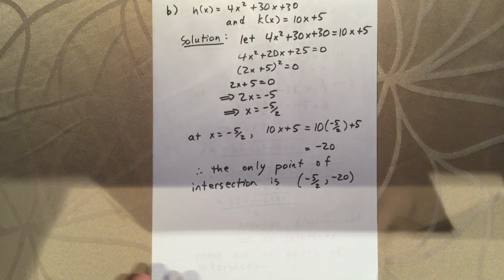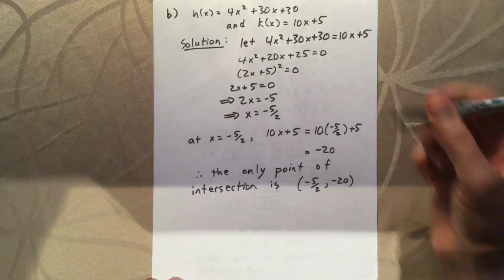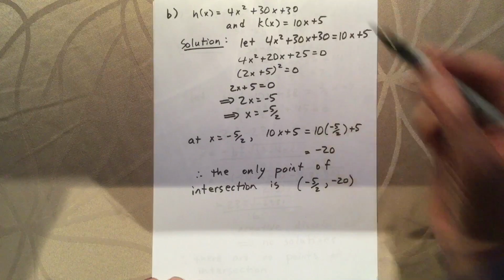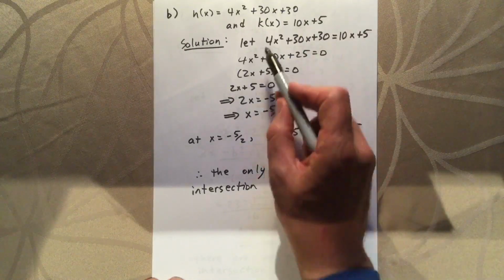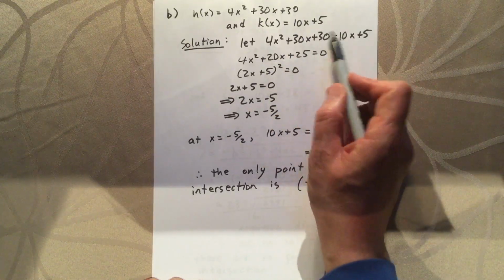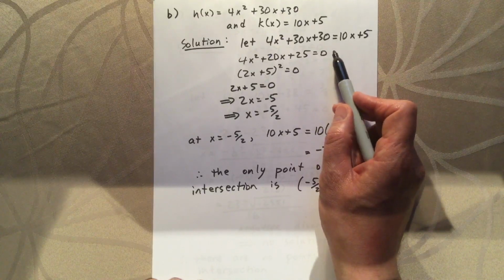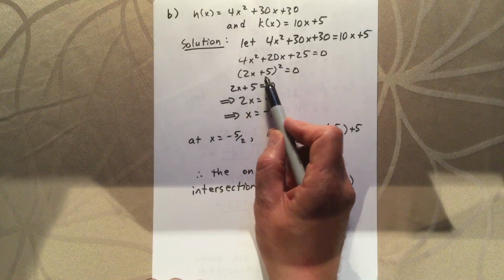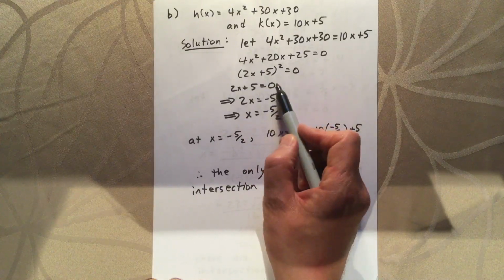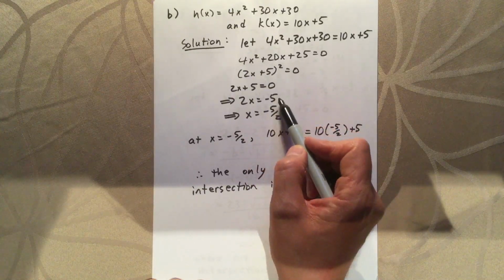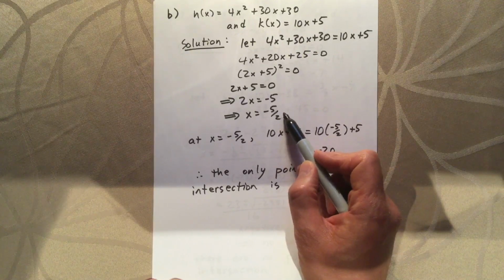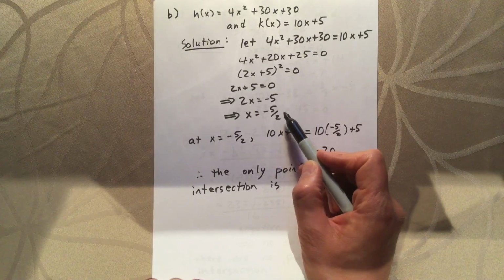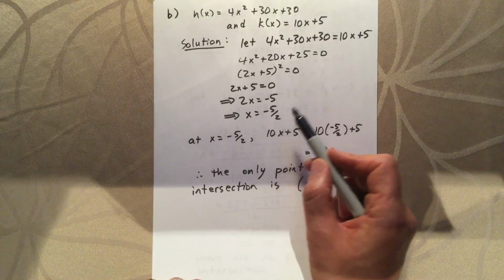Okay, what if we have this line and this parabola? Here's our linear function and our quadratic function. We set them equal to each other. Subtract 10x, subtract 5 from both sides. And we see that this factors nicely into 2x plus 5 times 2x plus 5. That equals 0. Well, that means 2x plus 5 equals 0, which means 2x is negative 5, or x is negative 5 over 2.